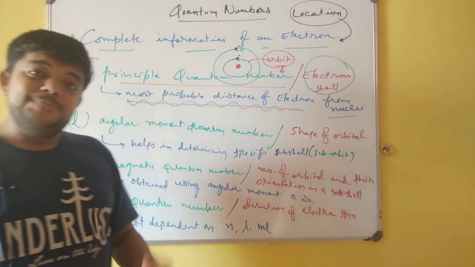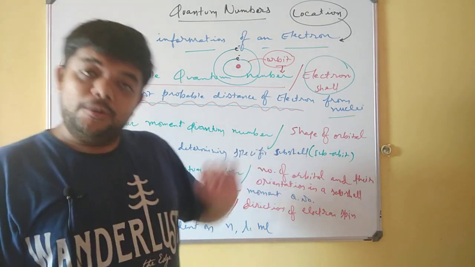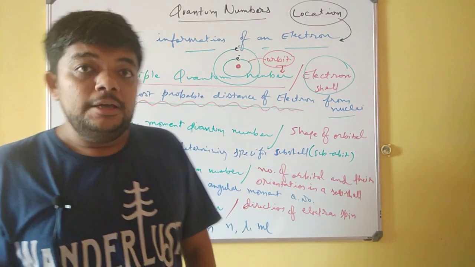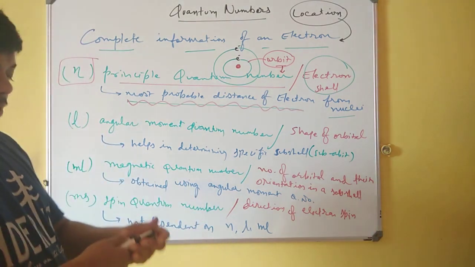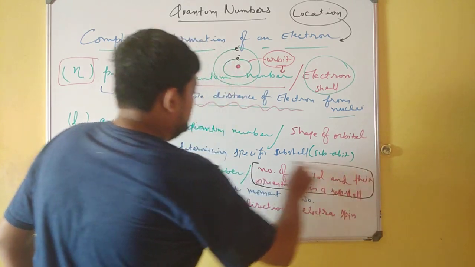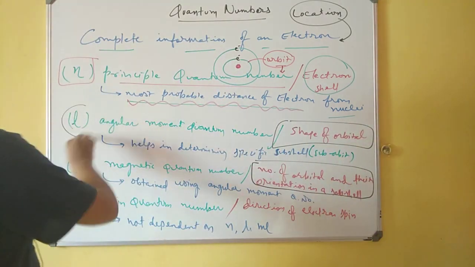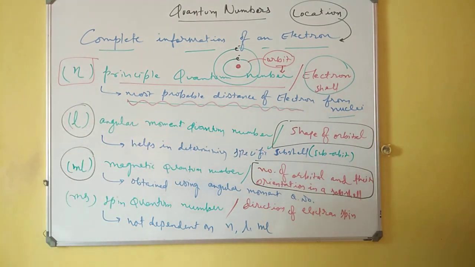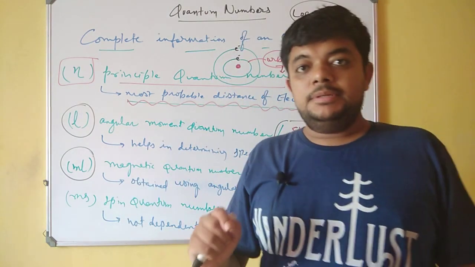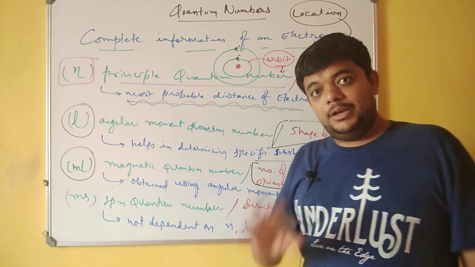It always helps us in determining two aspects. Number one, the number of orbitals, and number two, their orientation in a subshell. Now here we can easily make a difference between a suborbit and an orbital. Sometimes, pardon me, there is a confusion between a suborbit, that is a subshell, and an orbital.